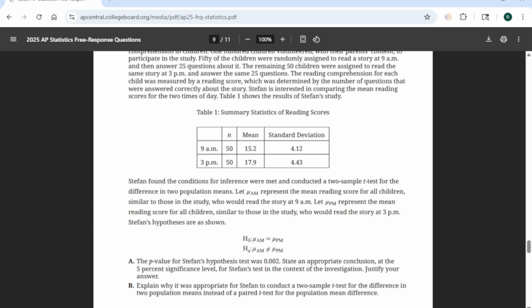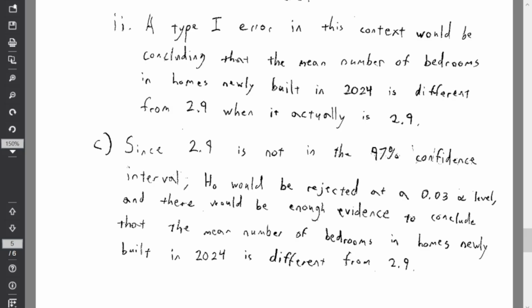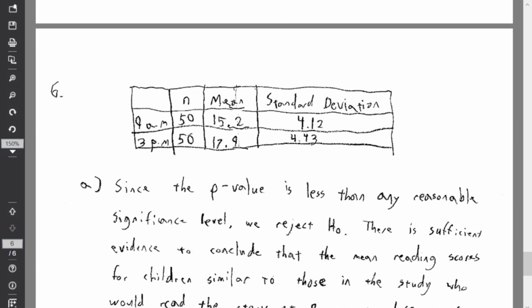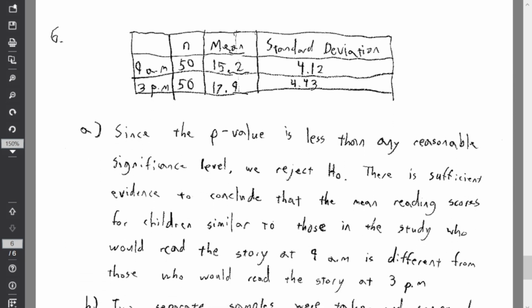In part A, we've got our p-value of 0.002. So we're going to state the appropriate conclusion of that hypothesis test and say that p-value is less than any alpha level we would reasonably give. Therefore, we're going to reject the null hypothesis. There is enough evidence to conclude that the scores are different at 9 a.m. than they are at 3 p.m.